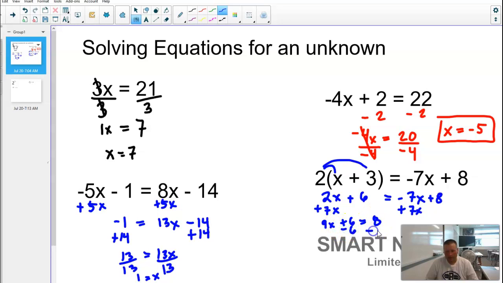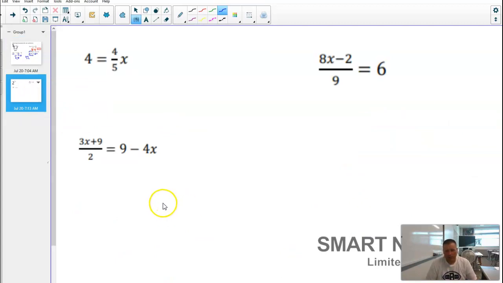Then I'll minus this 6, and I'll be left with this 9x here, and then I'll be left with 2. Okay, 8 minus 6 is 2, and then I'm going to divide by 9, and I'll be left with 1x equals 2 over 9. And I can just leave it like that, and that's fine. You don't have to put it as a decimal or anything like that. I just leave it as a fraction, okay? Don't be scared of fractions. They're your friends.